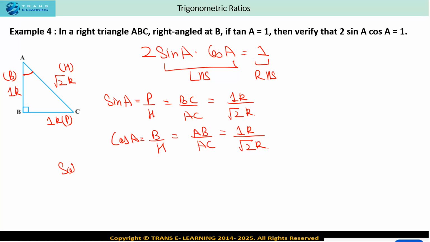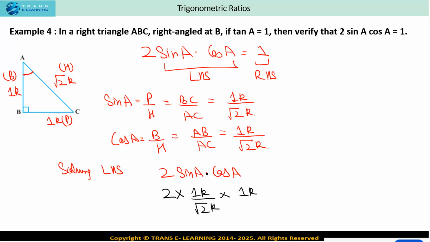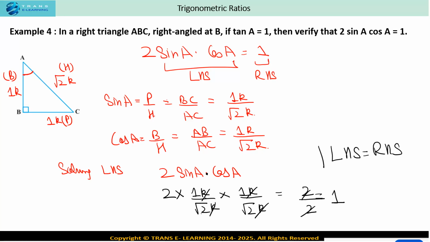Now we are going to solve the left hand side. That is 2 sine A into cos A. Remember in trigonometry this dot means multiply. So this is 2 sine A, that is 1k upon root 2k, into cos A, that is 1k upon root 2k. K and K will get cancelled. And this will be 2. Root 2 into root 2 is 2. That is equal to 1. So our left hand side is equal to right hand side.